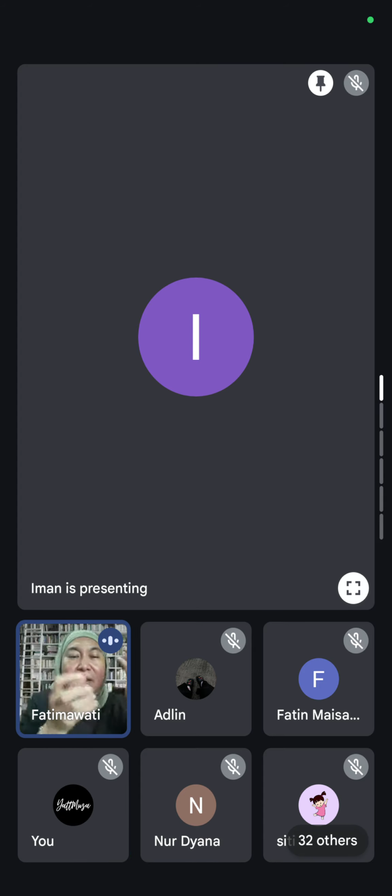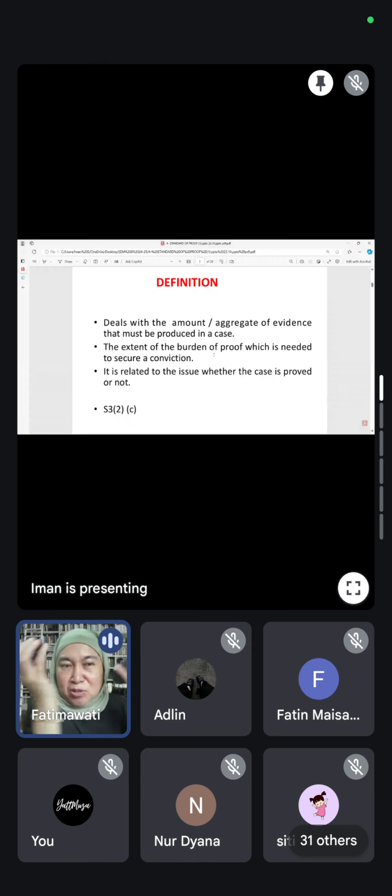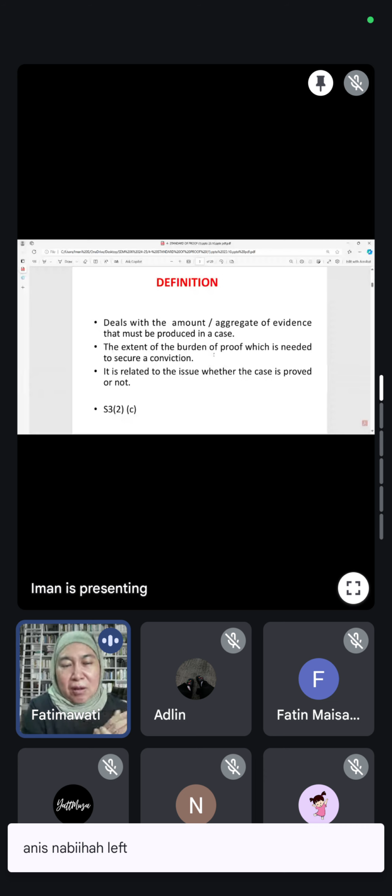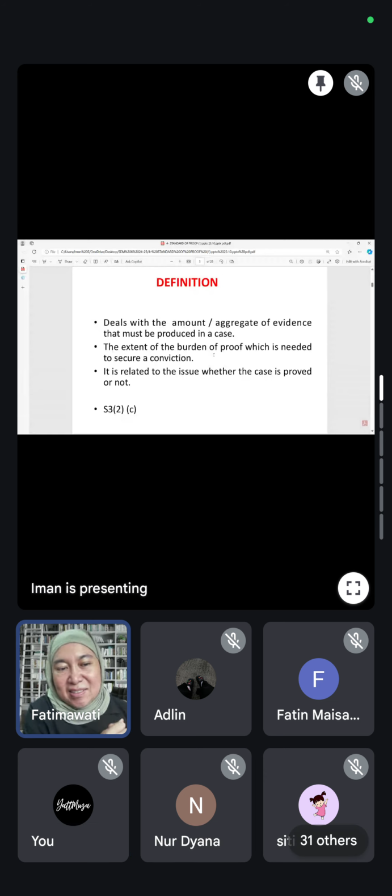Jadi standard of proof is the extent of burden of proof that you need to produce in order to secure a conviction. So dia kena related to the issue whether you can prove the case or not. Okay, next.